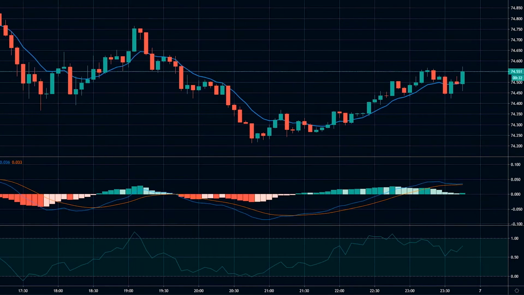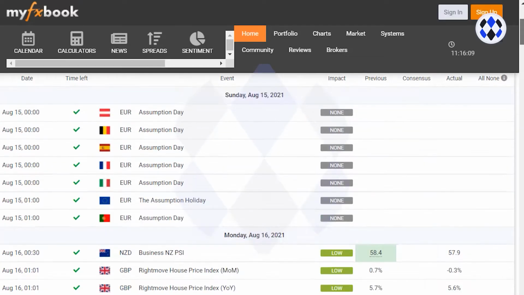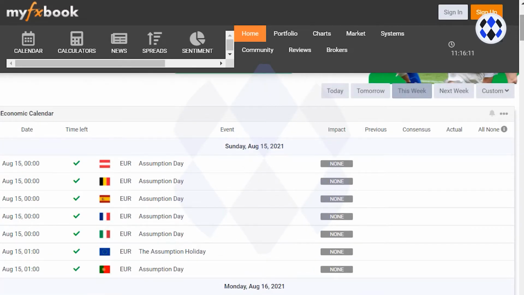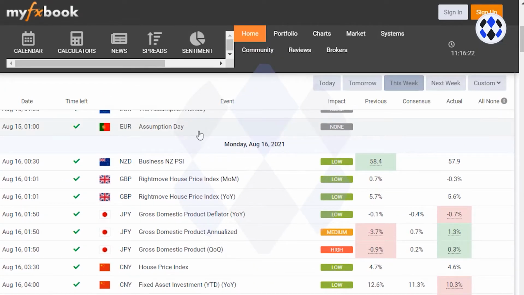So first of all, let's have a look at the overall fundamental side of things. That is important. Even though I do my trading from technical analysis, it is definitely important to have an eye on all the numbers coming out. So if you're taking a look at what did come out Monday, and I should say I'm just using my FX book here, you can use any of these sites, there are a ton of them. They're pretty much just recording the numbers coming out.